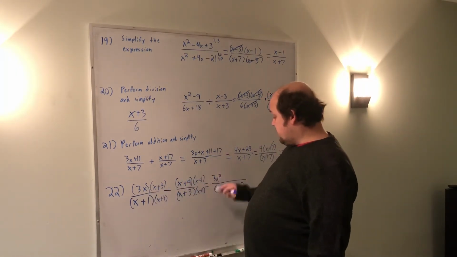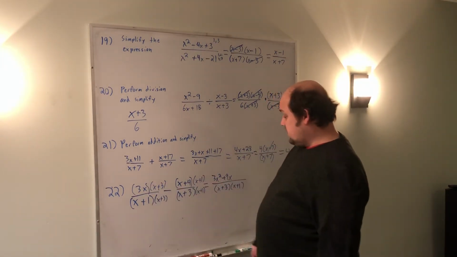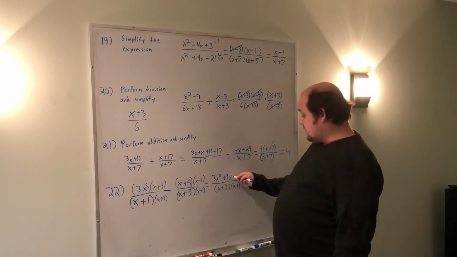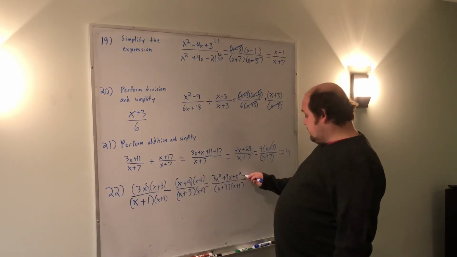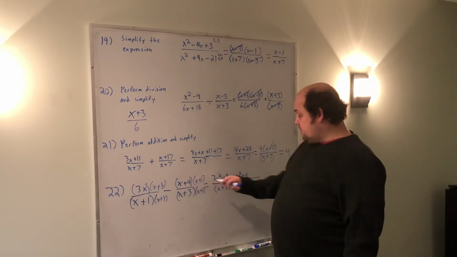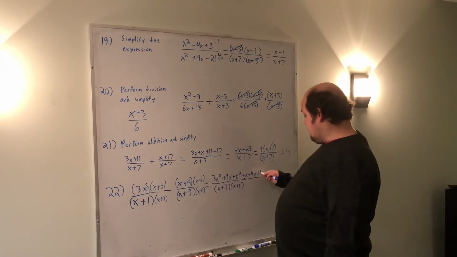gives me 3x squared. 3x times 3 gives me 9x. X times x gives me x squared. X times 1 gives me x. 4 times x gives me 4x. 4 times 1 gives me 4.